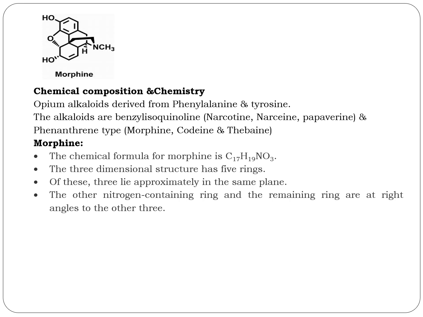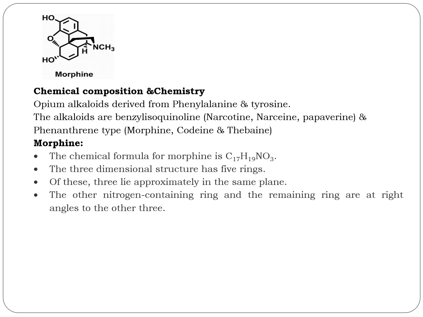The chief constituent is morphine. Opium alkaloids are derived from the amino acids phenylalanine and tyrosine. The alkaloids of the benzylisoquinoline type are noscapine, narceine and papaverine, and the phenanthrene types are morphine, codeine and thebaine. The chemical formula for morphine is C17H19NO3.